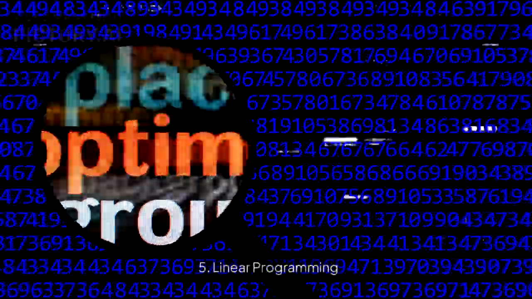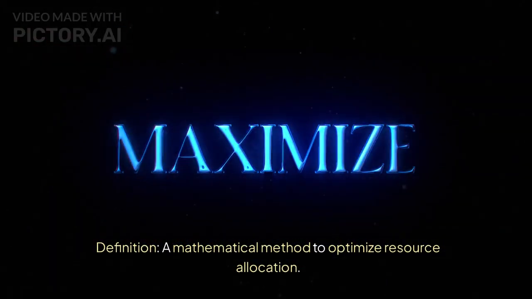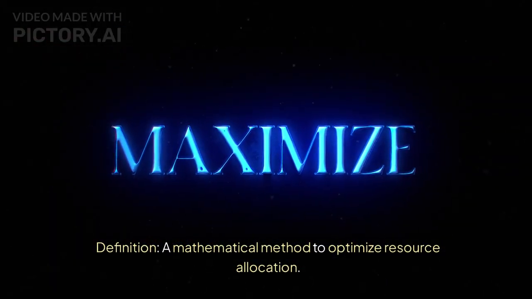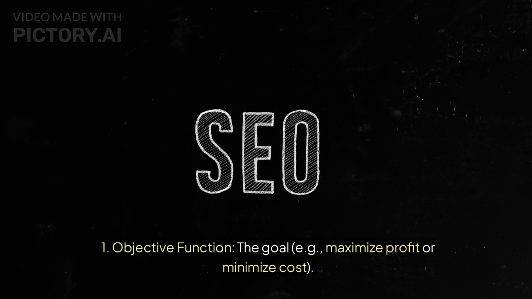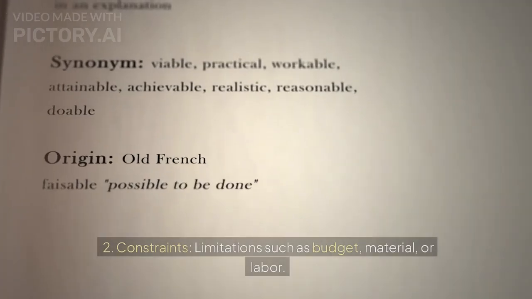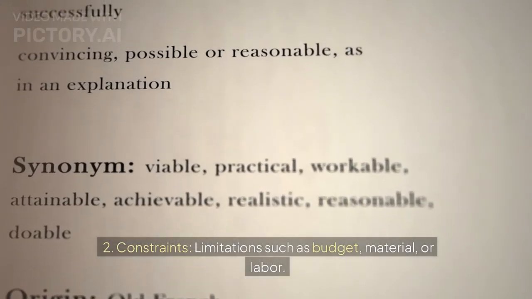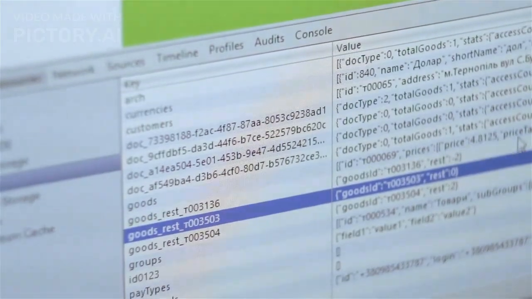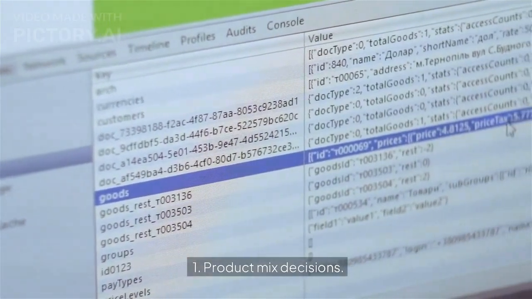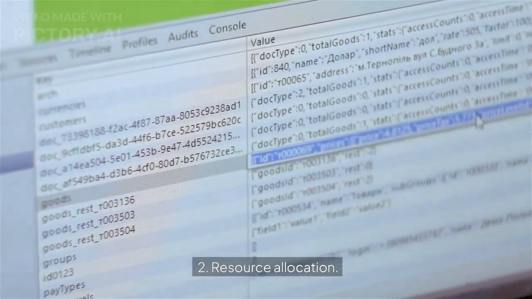5. Linear programming. Definition: a mathematical method to optimize resource allocation. Key features: 1. Objective function: the goal, e.g., maximize profit or minimize cost. 2. Constraints: limitations such as budget, material, or labor. Applications: 1. Product mix decisions. 2. Resource allocation.